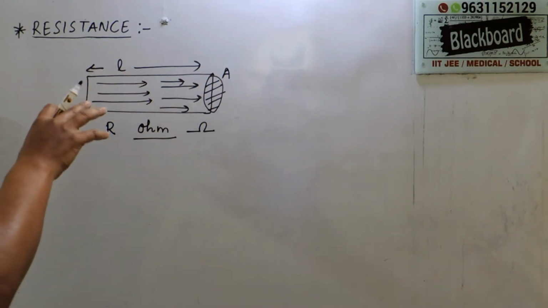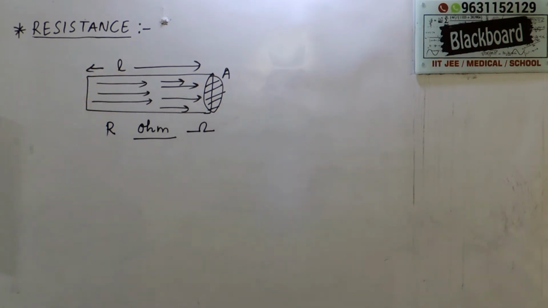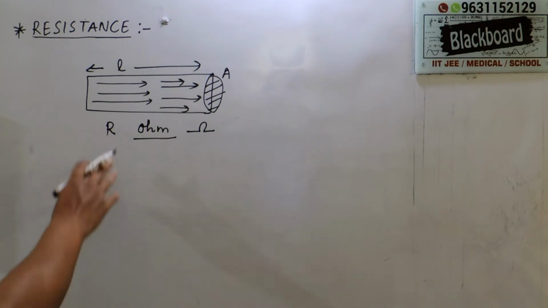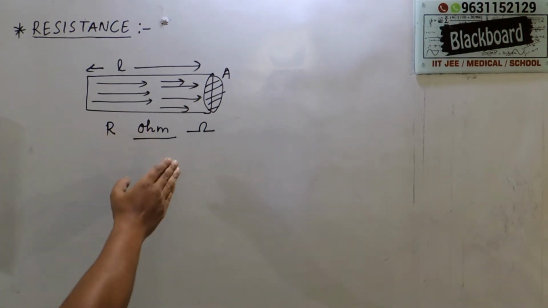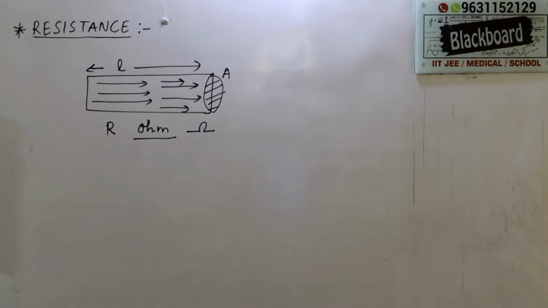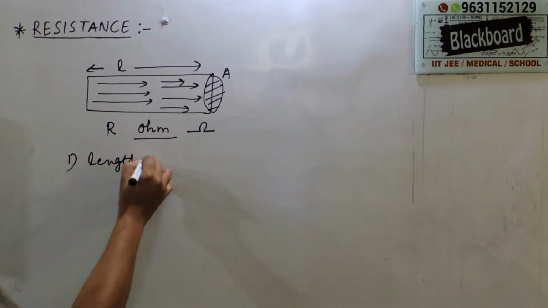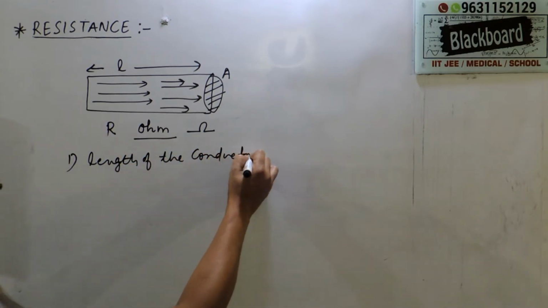Which type of material is this, what are its constituent elements, the resistivity of the material, and the temperature of the material. So there are many factors on which your resistance depends. Let us see. It has been found that the resistance of the conductor or wire depends on the first factor, the length of the conductor.